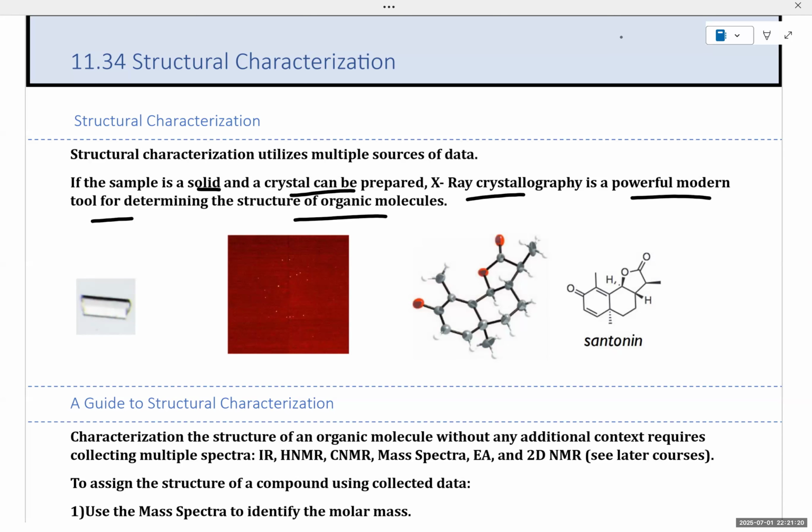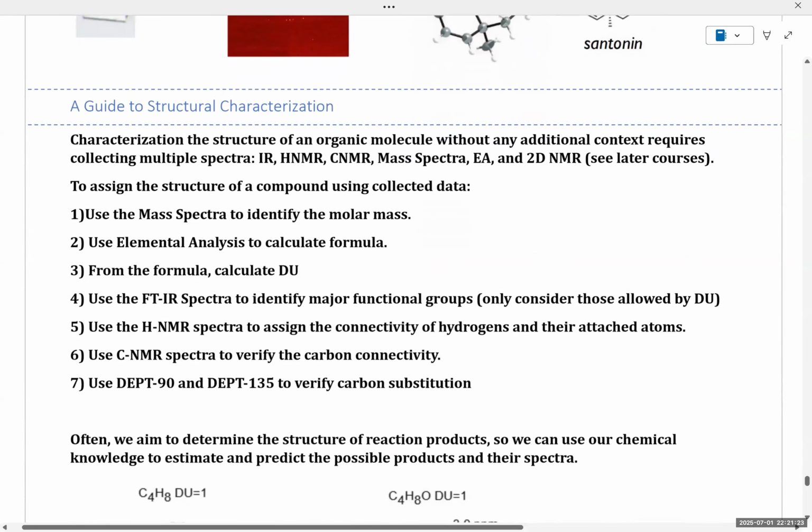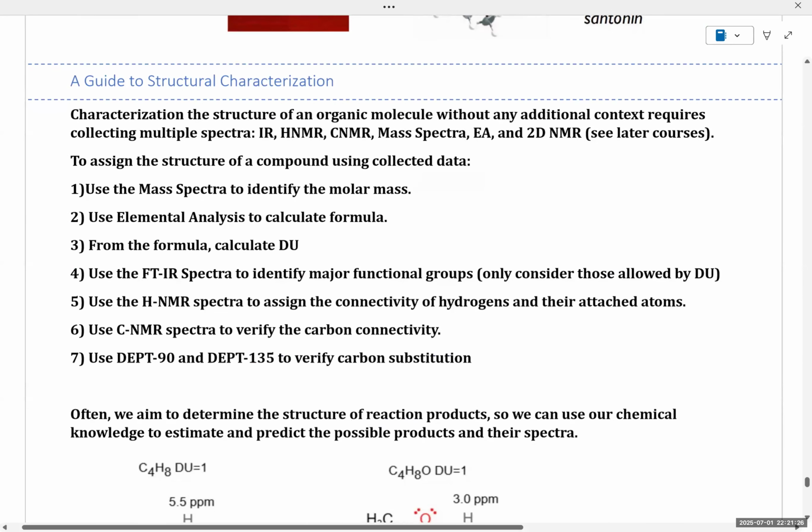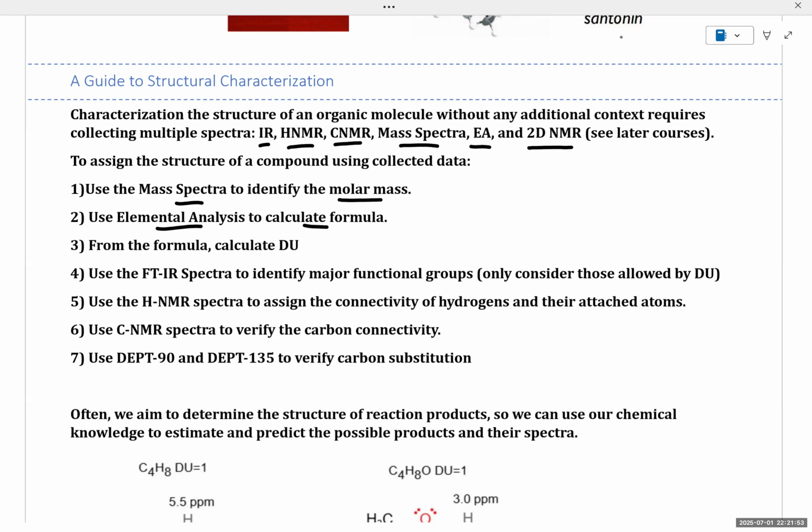Really powerful technique. In terms of a general guide to structural characterization, when you characterize the structure of an organic molecule, you'll often collect multiple pieces of data, be it multiple spectra such as IR, proton and carbon NMR, mass spectra, elemental analysis, and if needed, 2D NMR spectroscopy. When you're assigning the structure of a compound using this collected data, you can use the mass spectra to identify the molar mass. You can use elemental analysis to calculate the formula. From the formula, you can calculate the degree of unsaturation, and you can use the FTIR spectra to identify major functional groups, only considering those allowed by DU.